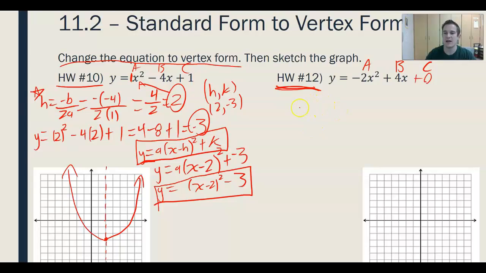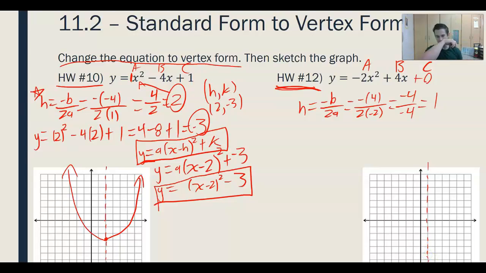So I'm going to start by finding my axis of symmetry, which is negative b divided by 2a. So negative 4 divided by 2 times a, which is negative 2. So that's negative 4 divided by negative 4, which is 1. So my axis of symmetry here is at 1.